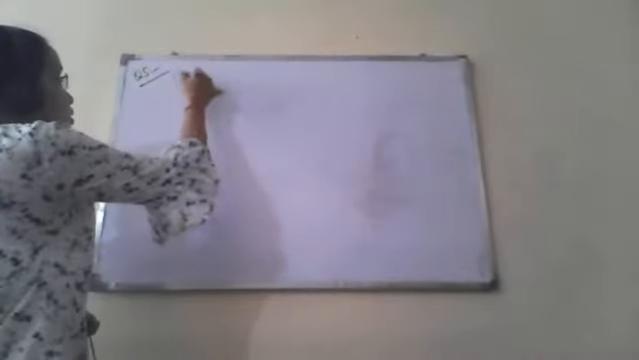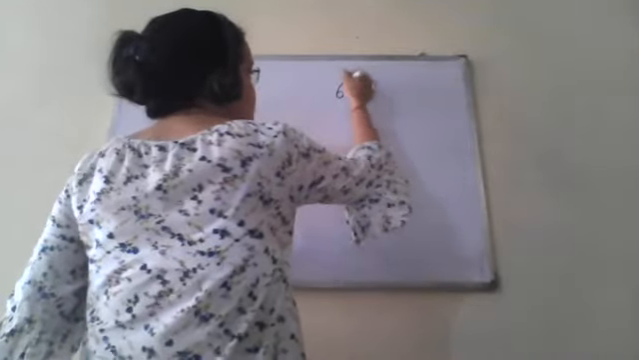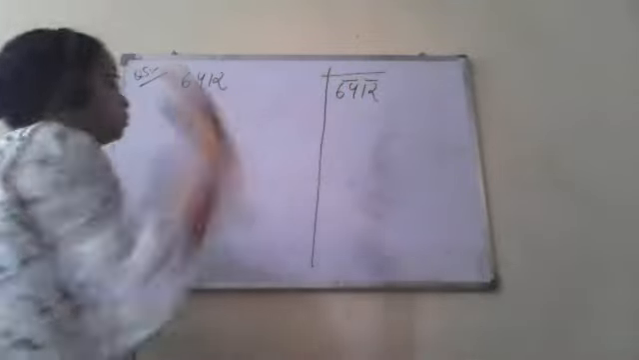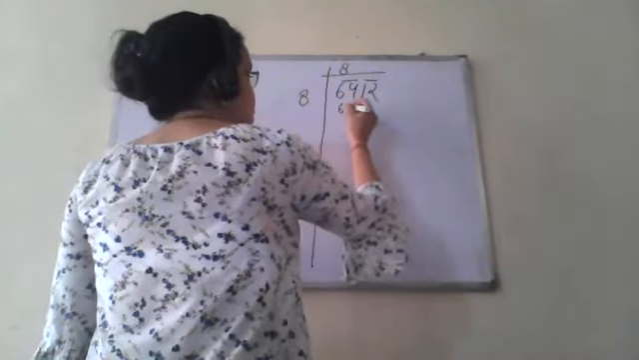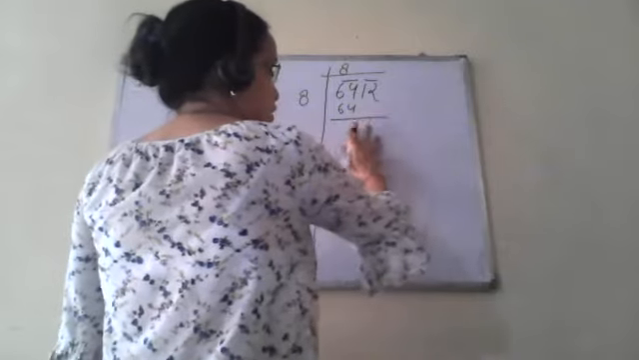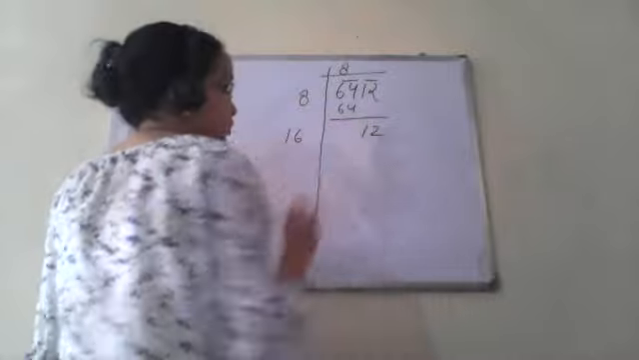6412, and we have to put the bars. So perfect, it is a perfect square, square of 8. So we'll get 0 as remainder, or we need not write. So double of this is 16 and 12. Clear?